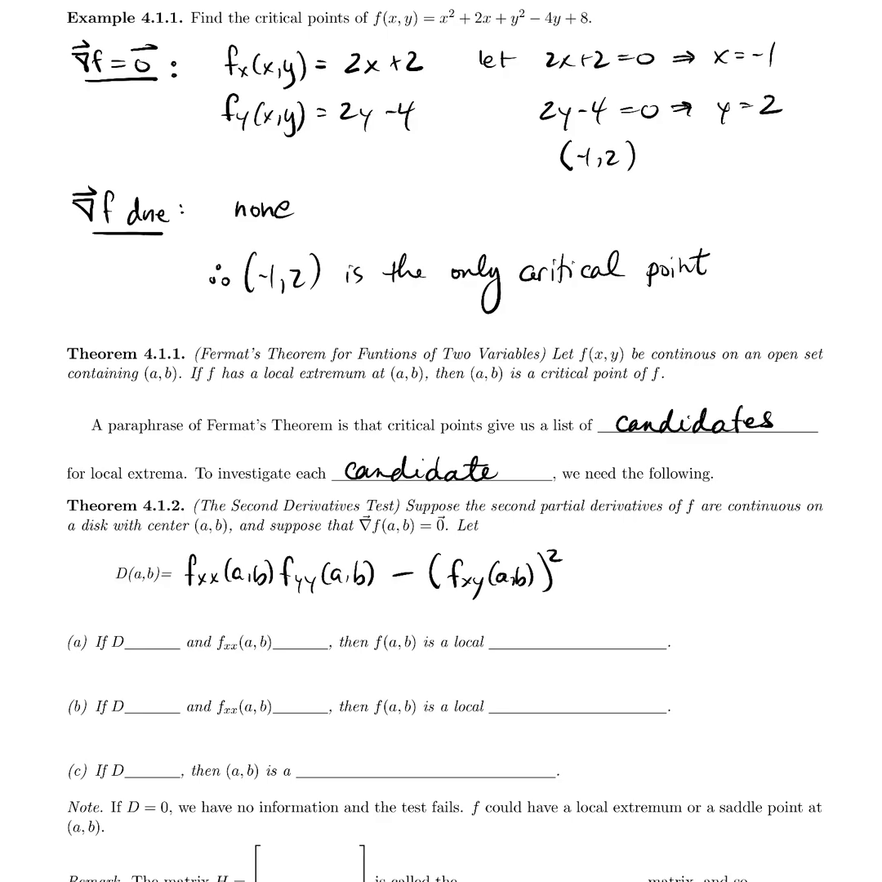If D is greater than 0 and f sub xx of (a, b) is greater than 0, then f of (a, b) is a local minimum. If D is greater than 0 and f sub xx at (a, b) is less than 0, then f of (a, b) is a local maximum. And if D is less than 0, then (a, b) is a saddle point.